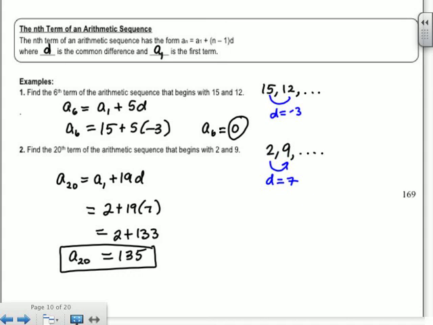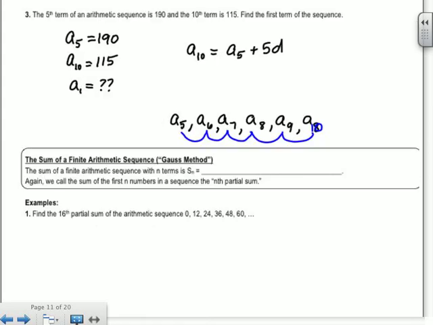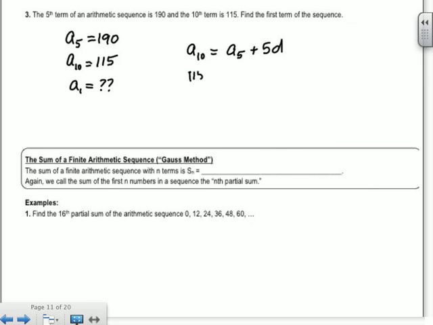N. You get n. That makes the n there. That's how I always remember it. Okay, so I'm going to add on 5 common differences. My A10 was 115. My A5 is 190. That's going to allow me to solve for D, so I always need to know what the common difference is. Subtract the 190, you get negative 75. Divide by 5, you get D equals negative 15.